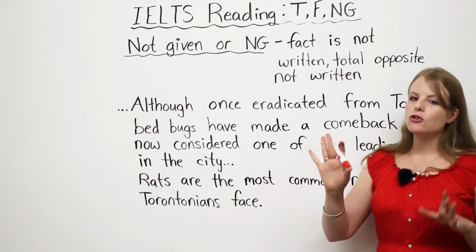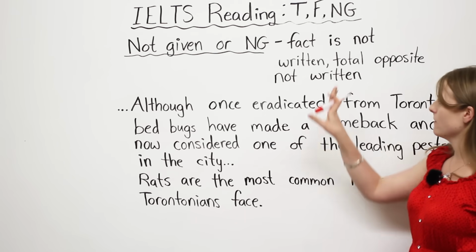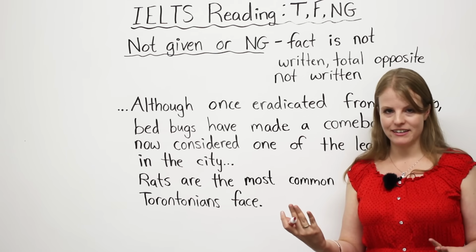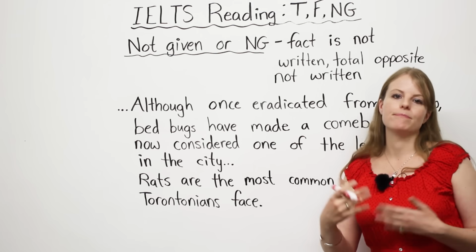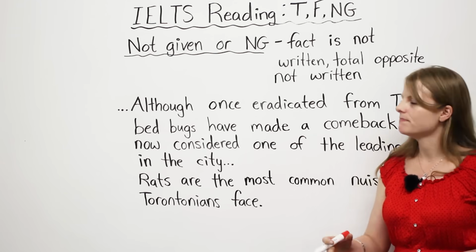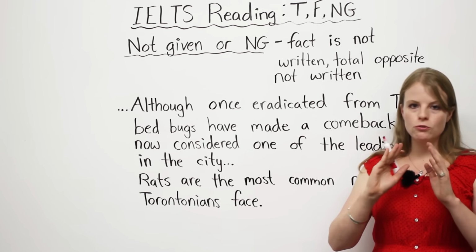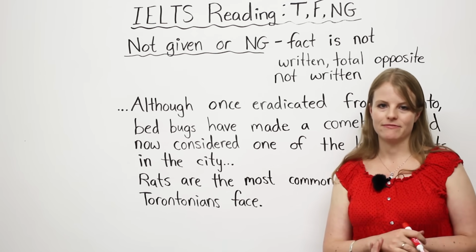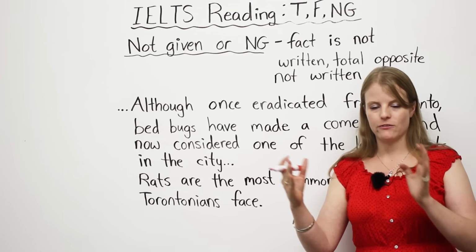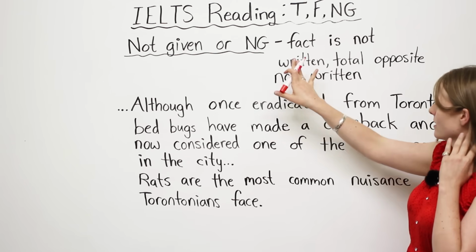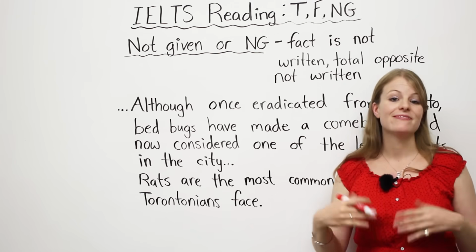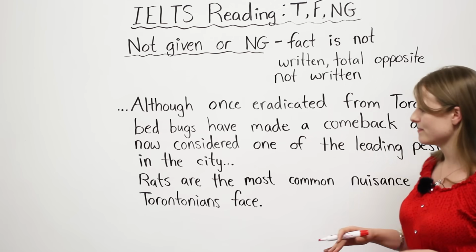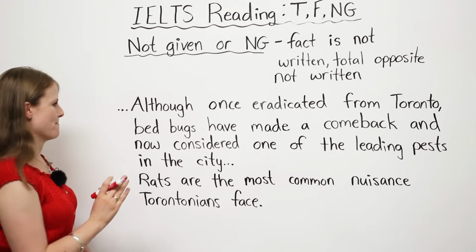Okay, so you write not given if the fact is not written in the text. So if it's not there, if it was written, it would be true. So it's not true. And also, you do not see the total opposite of the fact written. If you see the total opposite, it's false. But if it's neither true nor false, it's not given. All right, so let's look at an example to see what I mean by this. Let me switch sides.